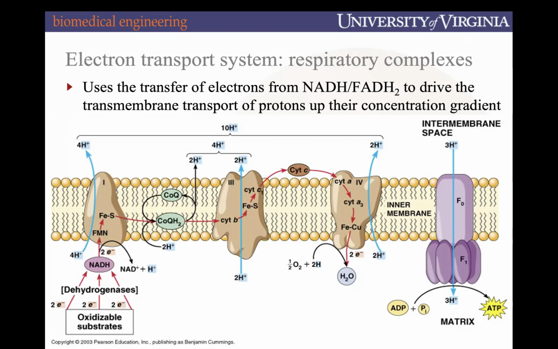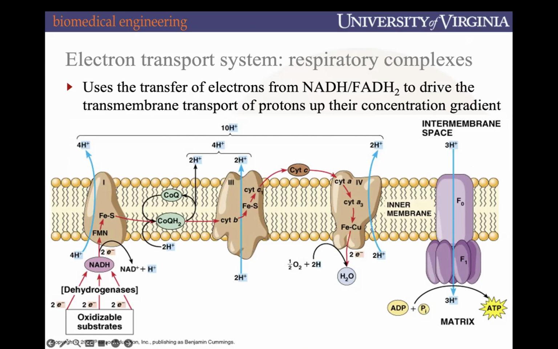What's going to end up happening is that we have a few key complex proteins in the inner membrane of our mitochondria. We have complex 1, complex 3, and complex 4. We also have here a key macromolecular protein that's called ATP synthase or the ATP pump.